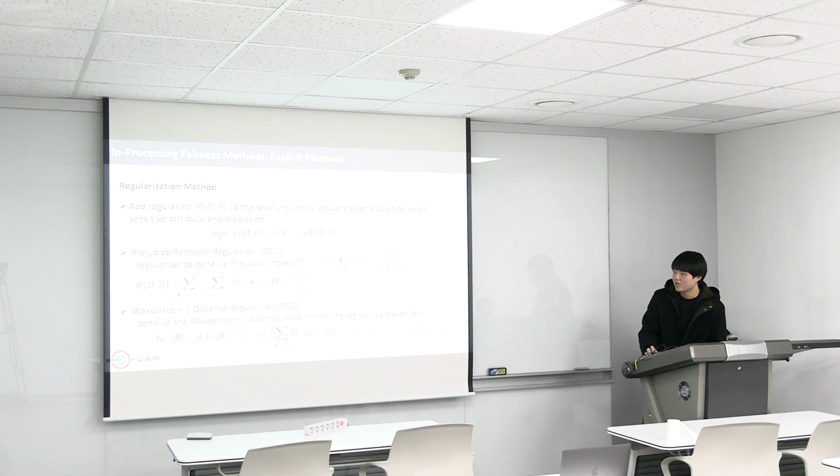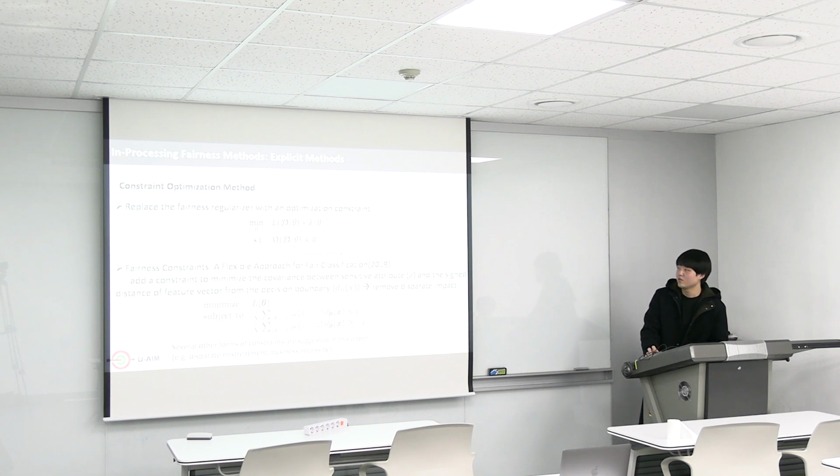Another example is the Wasserstein distance regularizer suggested in 2020. This term penalizes the Wasserstein distance while minimizing the logistic regression loss. So in the paper, the author uses the term on the left, a linear combination of the original loss function and the Wasserstein loss function. And the Wasserstein distance is a metric to measure the distance between two different probability distributions.